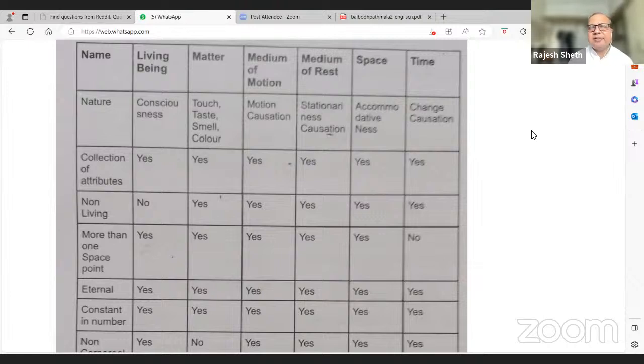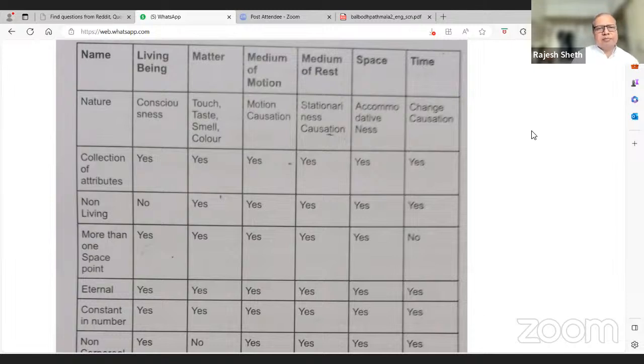So living being and matter have this quality of movement. The other four substances like medium of motion, medium of rest, space and time are all stationary substances. They don't move around from one place to another place. But living being and matter, these two substances have this quality of moving from one place to another place. It is called kinetic energy. This is a specific Kriyavati Shakti, kinetic energy. And because of this Kriyavati Shakti, it can move from one place to another place. So now you will be able to understand the chart.